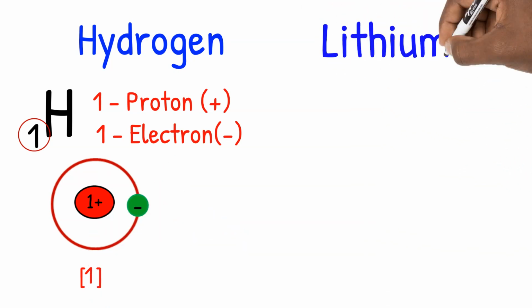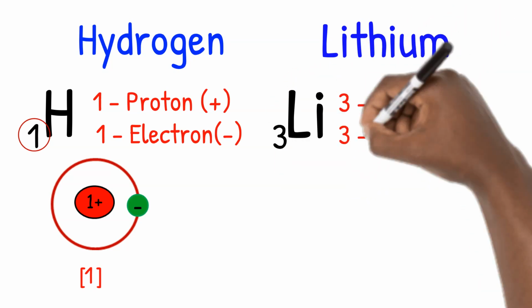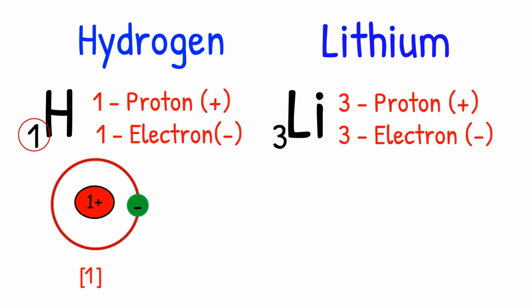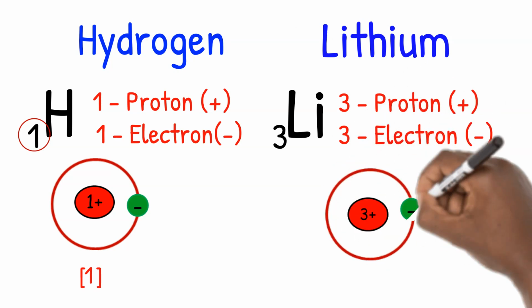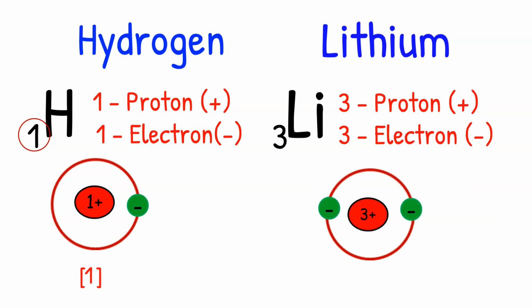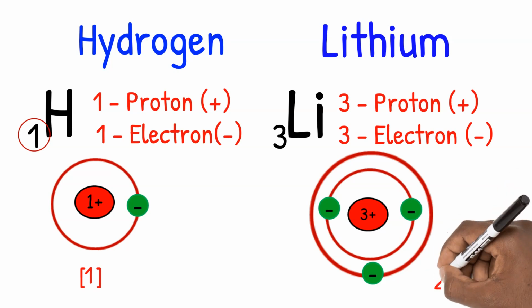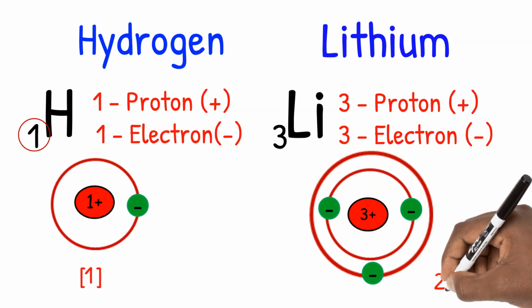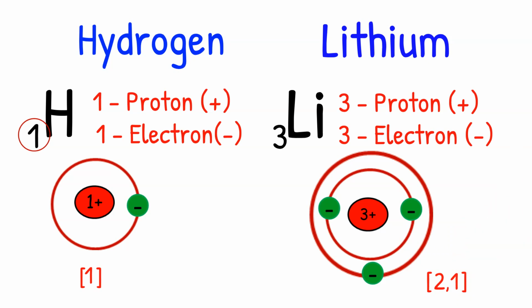For lithium, it has an atomic number of 3, which means it has 3 protons and 3 electrons. If you put the protons in the nucleus, and then the first 2 electrons go in the first shell, and remember the first shell can take a maximum of 2 electrons, that means the last electron goes in the outside shell. And you can write that electron structure down as the numbers 2 and 1, where each number represents the number of electrons in each shell. And don't forget the brackets.